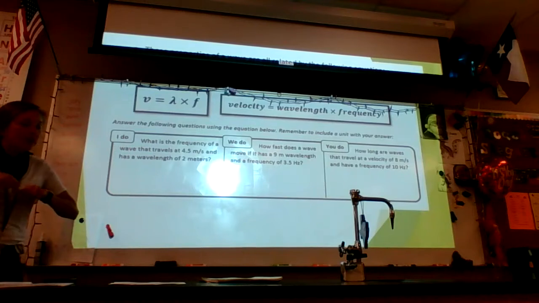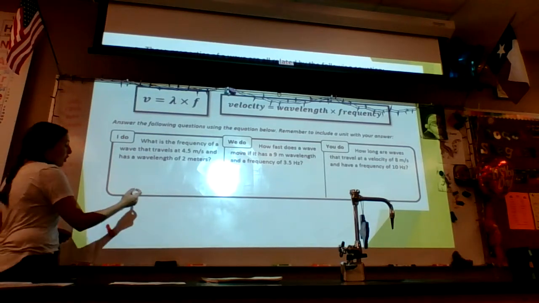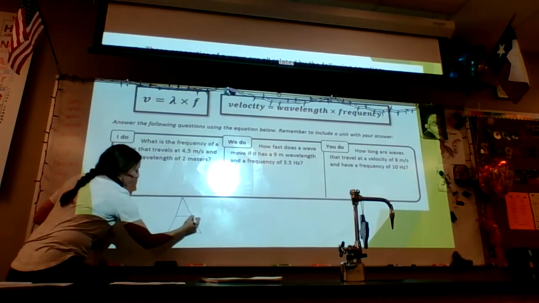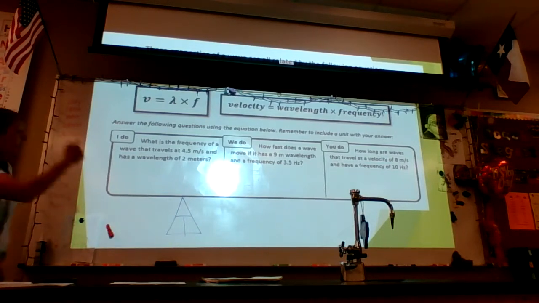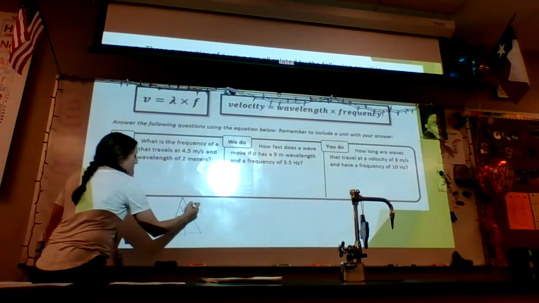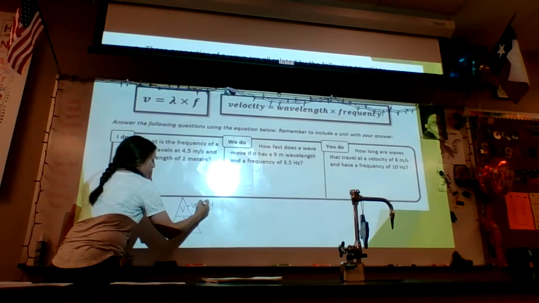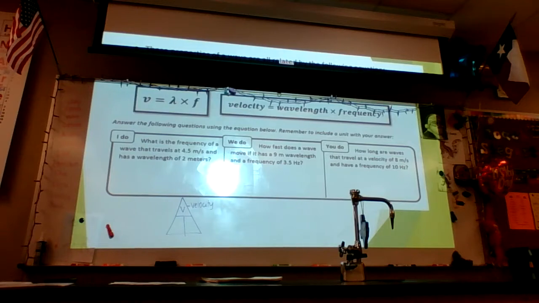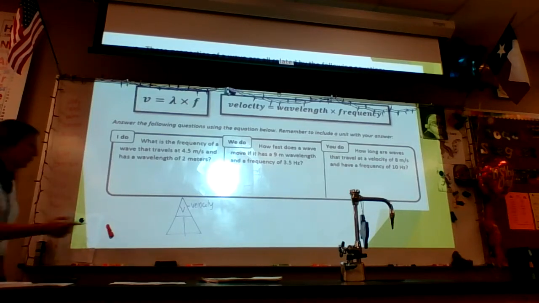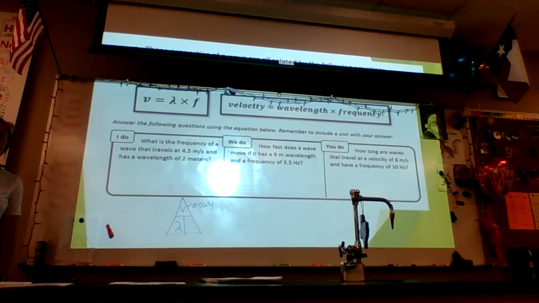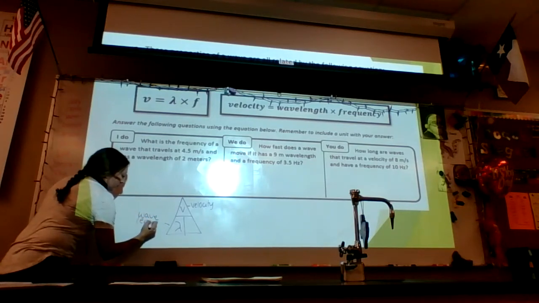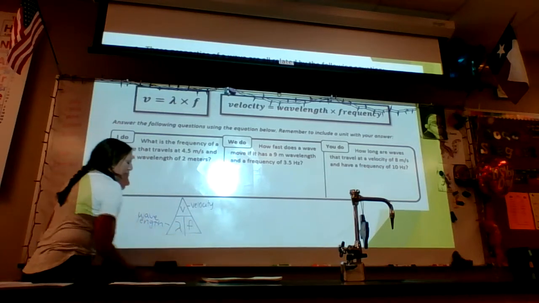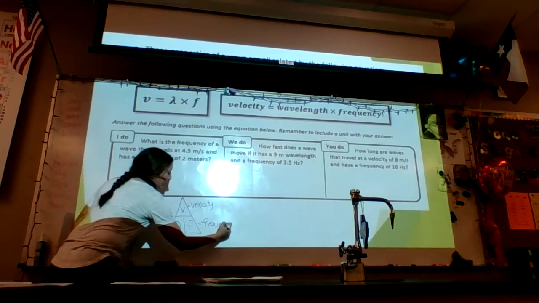All right, everybody do me a favor. Somewhere on your paper, wherever you have room, I want you to draw this triangle. We've used this triangle several times before with different stuff. We get to use it again. V is going to go on top for velocity. And then we're going to have wavelength, which is represented by a lambda sign, which is like an upside down Y. That is going to be wavelength. And then an F is going to be for frequency.